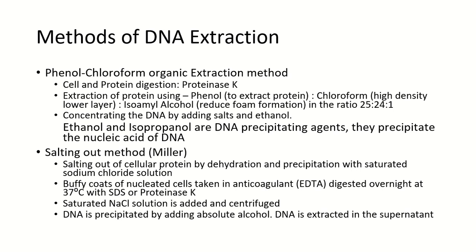Other method is the salting out method given by Miller. Salting out of cellular protein by dehydration and precipitation with saturated sodium chloride solution. Then the digestion process takes place. The nucleated cells were taken in EDTA, which acts as an anticoagulant agent, so it doesn't let the sample coagulate or form clusters, and the DNA is extracted overnight at 47 degrees Celsius with SDS or proteinase K. Then saturated NaCl solution is added and centrifuged. This is added to precipitate the protein, and DNA is precipitated by using absolute alcohol, and the extracted DNA is present in the supernatant.